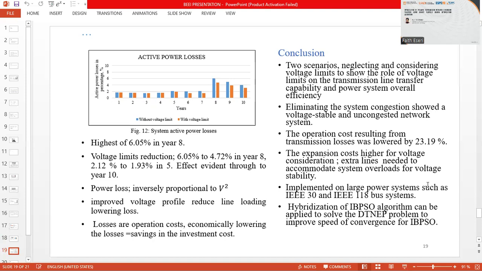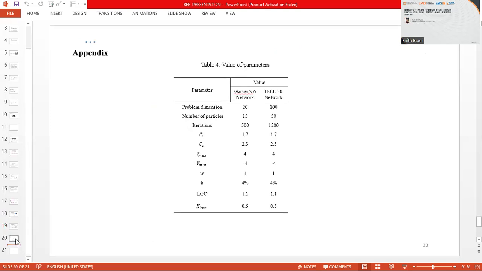This methodology can be implemented on large power systems such as the IEEE 30 bus and IEEE 118 bus systems, and can also be hybridized with the IBPSO algorithm so that you're able to improve on the speed of convergence. Finally, table 4 gives the values of parameters as were used in the developed methodology.